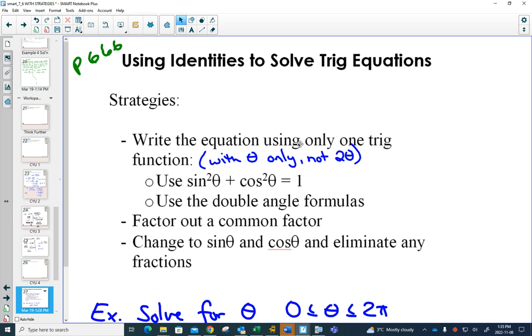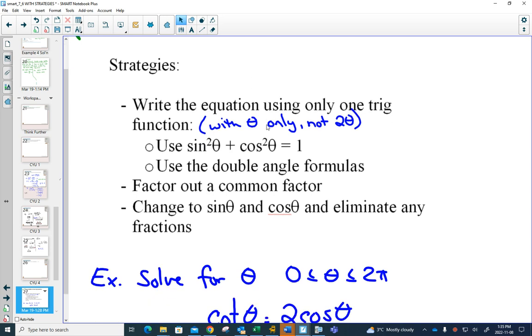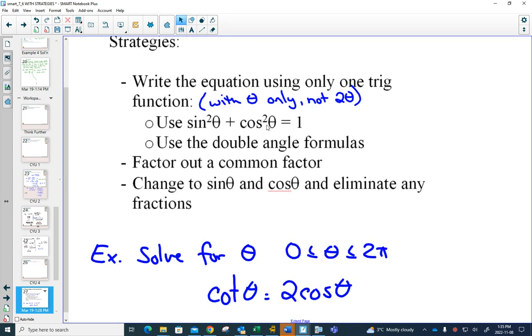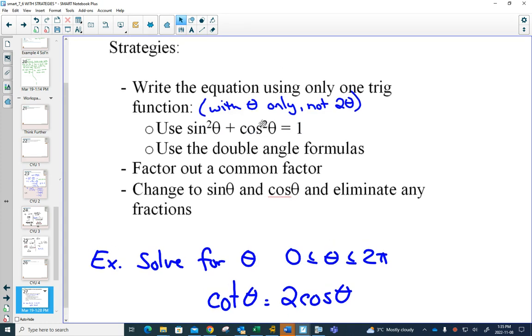Can I scroll down to here? Yeah. So that you can write down our first example as well.